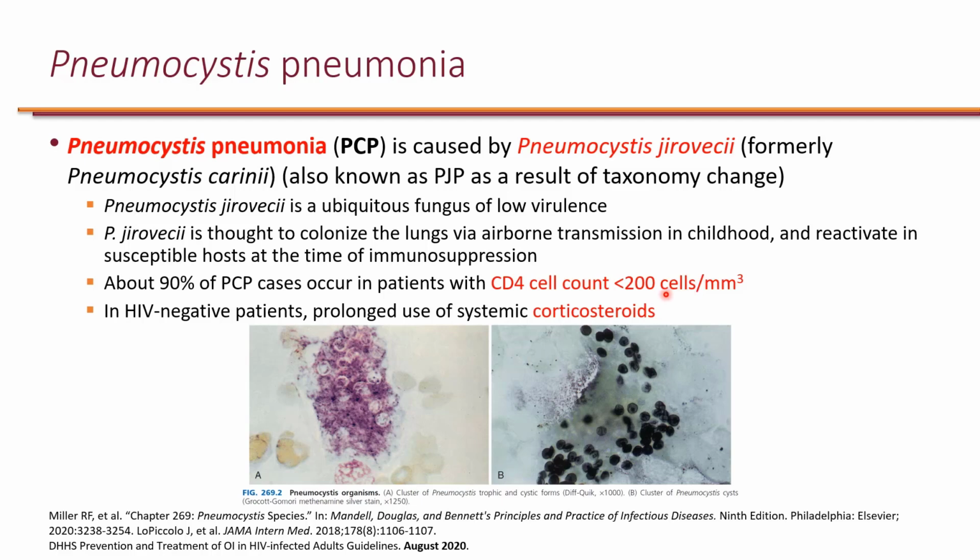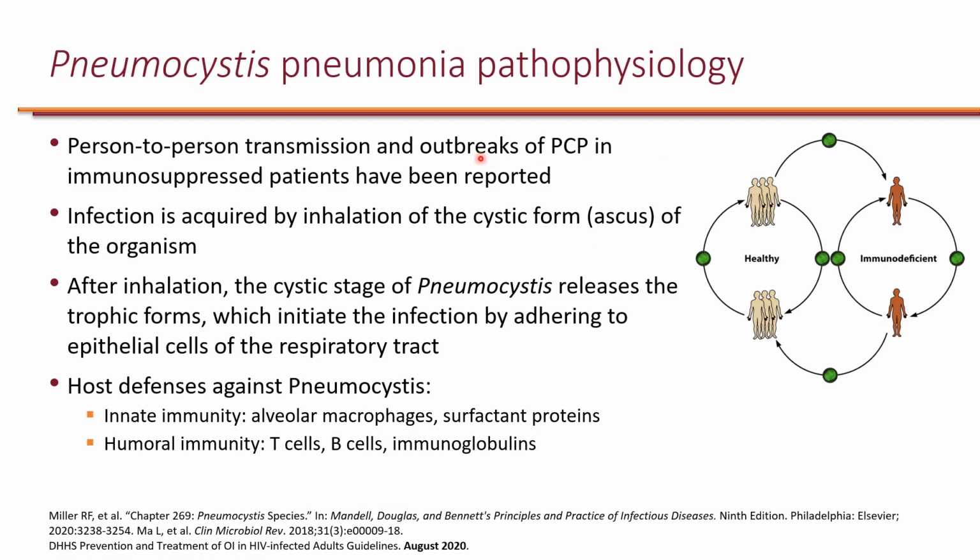CD4 less than 200. Also, patients who do not have HIV but are on prolonged use of systemic corticosteroids, so typically at least 20 milligrams equivalent of prednisone for at least 4 weeks. These patients will also be at risk of PCP, because corticosteroids can also reduce the CD4 count. Now, transmission is person to person, so obviously healthy people can be colonized with this. It just doesn't cause an infection in an intact immune system, but immunodeficient people will actually develop the pneumonia.